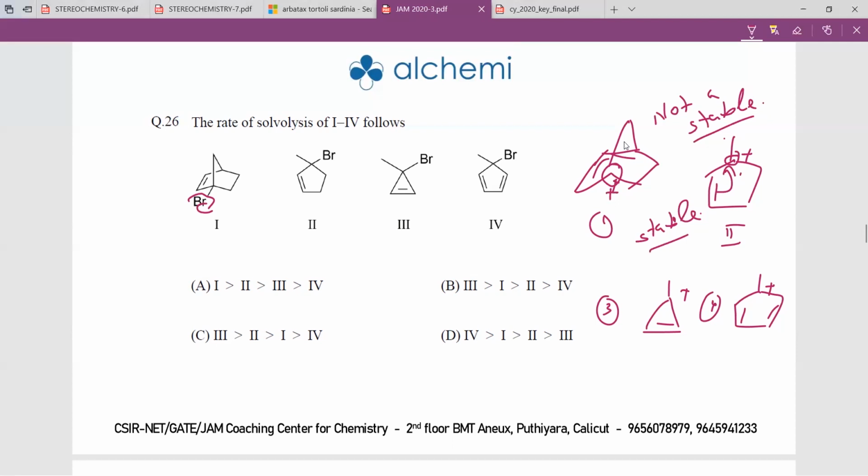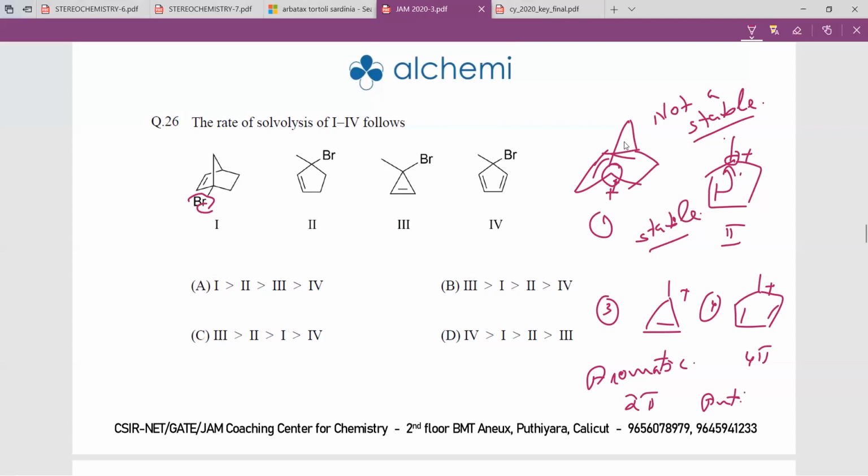Third one, you can see this carbocation is an aromatic system. There are only 2 pi electrons and it follows all the conditions for an aromatic system. It's a 2 pi system, it is conjugated and it's a cyclic system. So it's an aromatic system. What about the fourth system? It's a 4 pi electron system. It's an anti-aromatic system. So the fourth one is anti-aromatic.